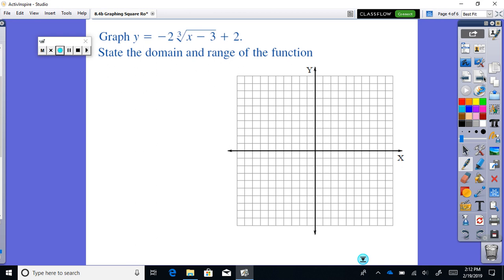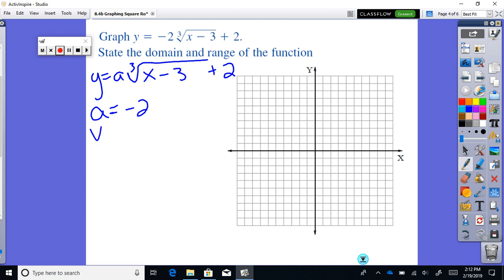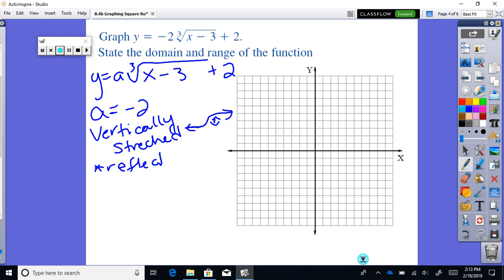Here's another example. So this time we have an a value that is negative 2. That tells me it's going to be vertically stretched, which means it's going to look skinnier because it's going to rise faster here. So it's going to look skinnier this direction, or maybe it's going to look more wide that direction. It's been vertically stretched, the bigger value there. And since it's negative, it's been reflected over the x-axis.